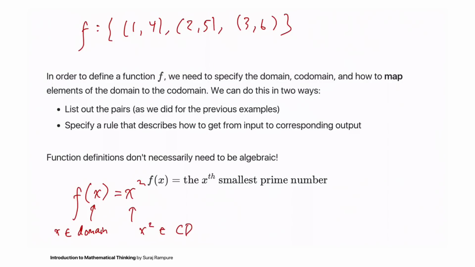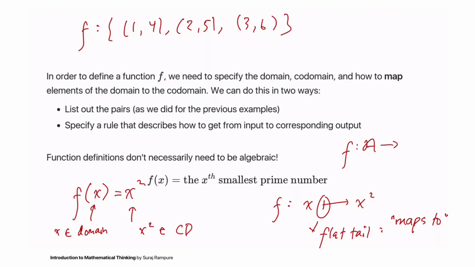Another way of writing f(x) = x squared is f maps elements x to their outputs x squared. Notice this flat tail: this arrow with the flat tail means "maps to." Whereas on the previous slide, when we used the notation A maps to B, we didn't use the flat tail. Here we're talking about the sets themselves, and there we're talking about the elements. So that's a little bit of notation for you.